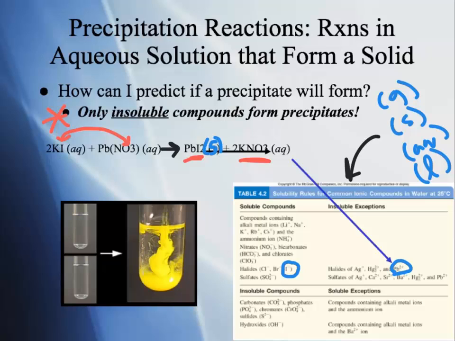All right, and so S means that you're going to have a solid form, and therefore that substance is insoluble. Now, if we look at potassium nitrate's characteristics, nitrates are always soluble, and there are no exceptions. So this one is still going to be aqueous. We're not going to be able to see the potassium nitrate. It's going to be floating around as ions, K plus ions and NO3 minus ions. All right, so they're going to stay dissolved in water.